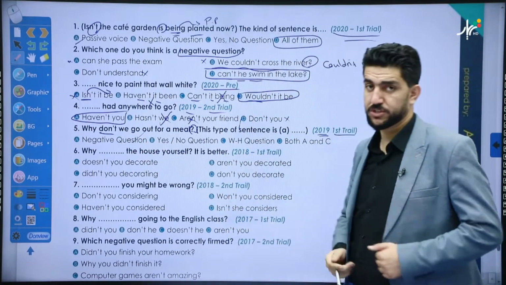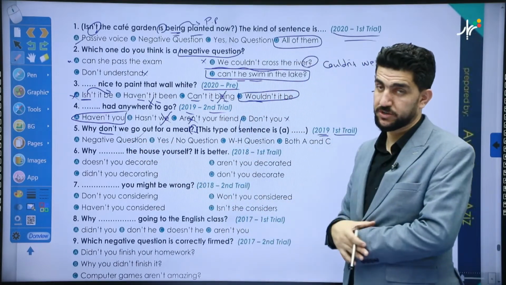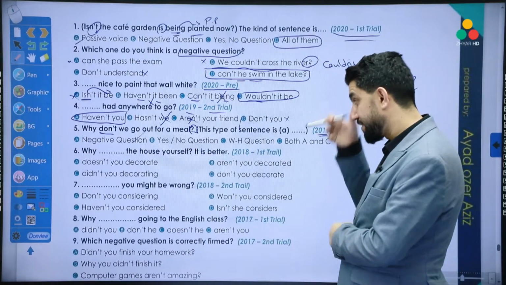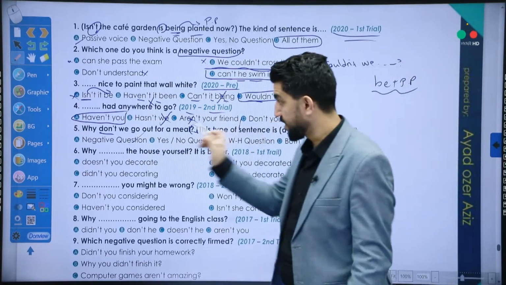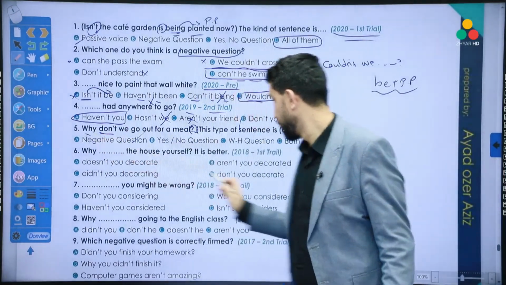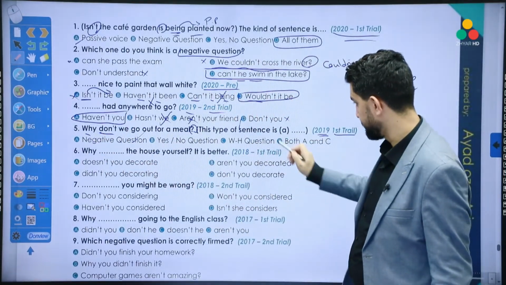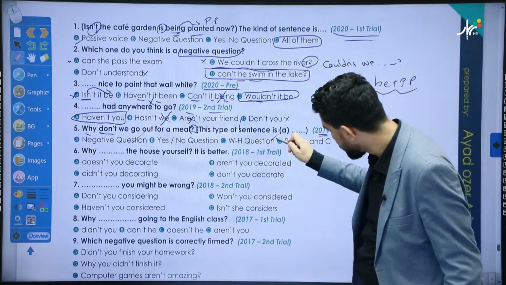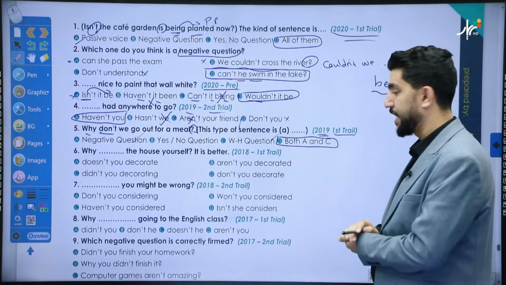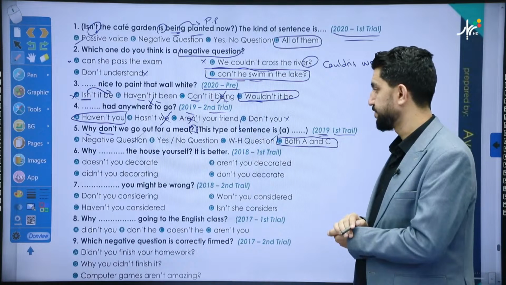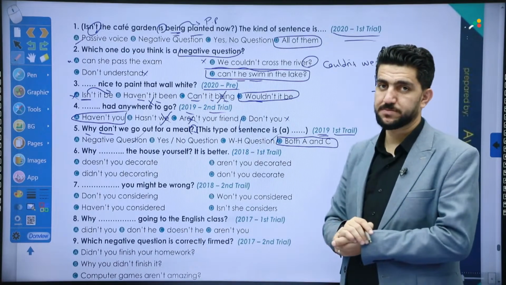Is it a yes/no question? It's not a yes/no question, right? Why is it not a yes/no question? Because it starts with WH, it's a WH question. So which answer is correct? Both A and C, both of them, right? Both of them would be the correct answer. Very good. What about number 6?